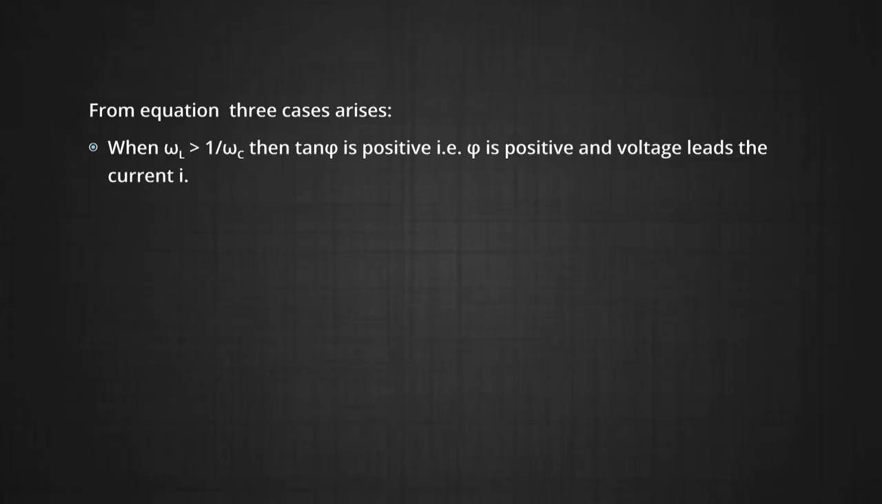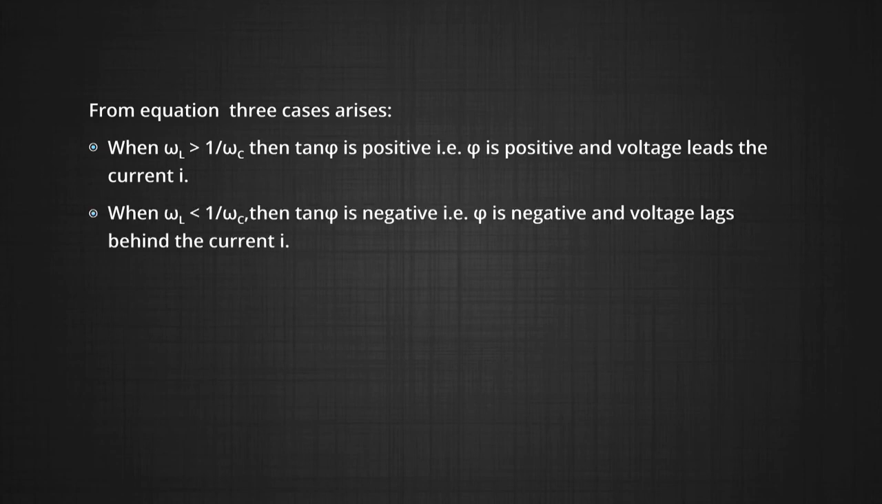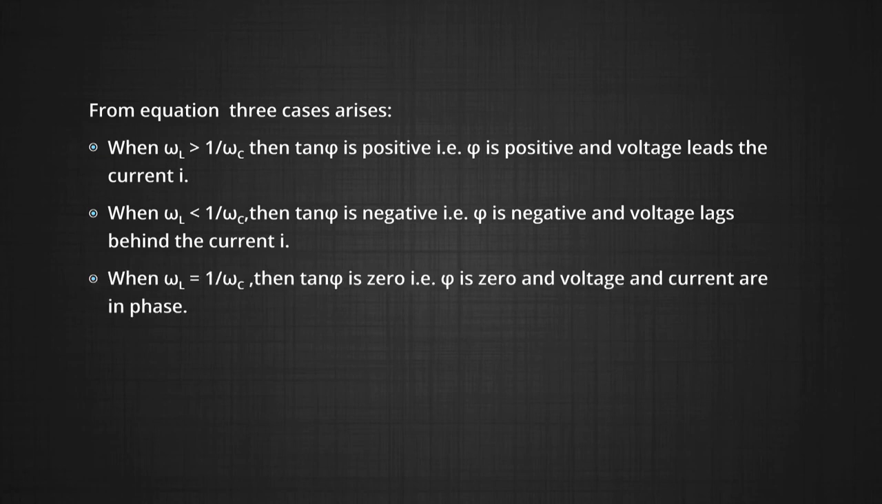From the equation we have three cases. Number 1, when omega L is greater than 1 upon omega C, then tan phi is positive, that is, voltage leads the current. If omega L is less than 1 upon omega C, then tan phi is negative, that is, phi negative means voltage lags behind the current I. Similarly, if omega L is equal to 1 upon omega C, then tan phi is 0, that is, phi is 0 and the voltage and current are in the same phase.